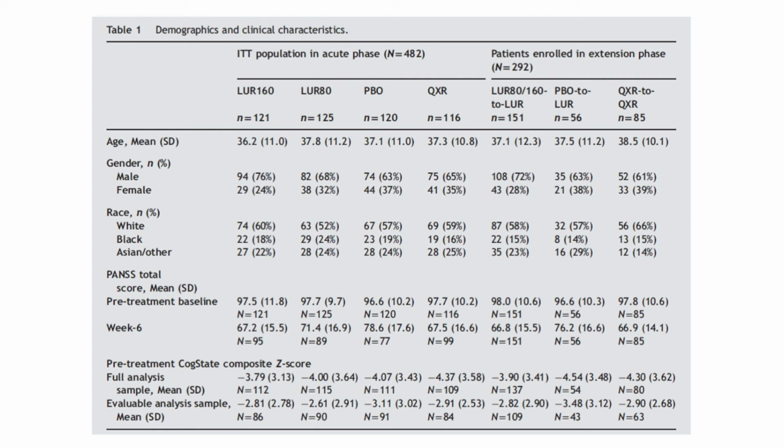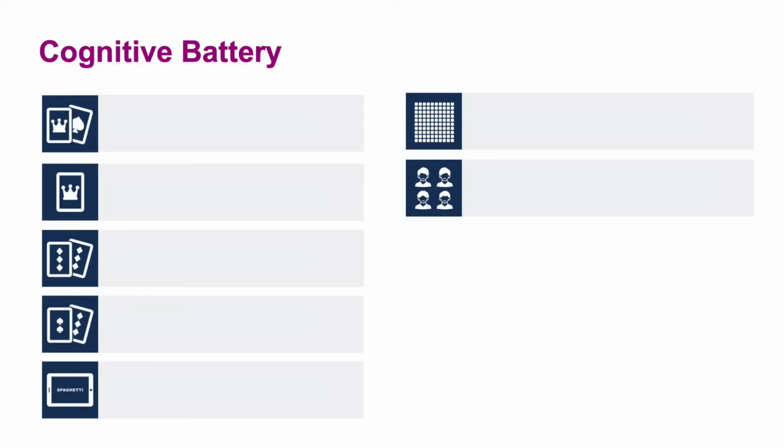Importantly, at the bottom of the table here, we can see pre-treatment Cogstate composite Z-score distributions, and we can see that for the full analysis sample, typically the average deficit was between 3 and 4.5 standard deviations below normal, and for the evaluable sample, this was typically between 2.5 and 3.5 standard deviations below normal. So quite a strong level of impairment in this particular study.